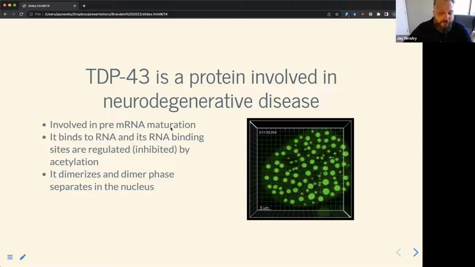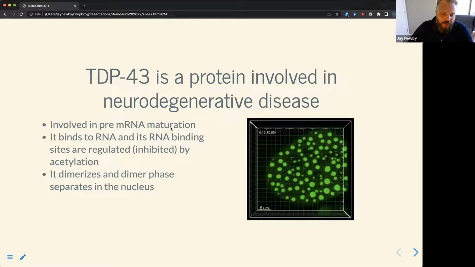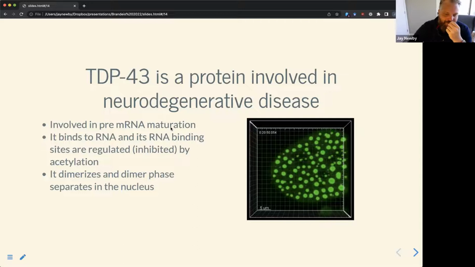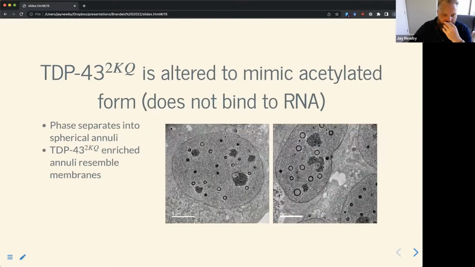All right, so it dimerizes. So two TDP43 molecules will come together and form a dimer. And when they're dimerized, they can phase separate. And they also interact with RNA. Those are the relevant details right now.